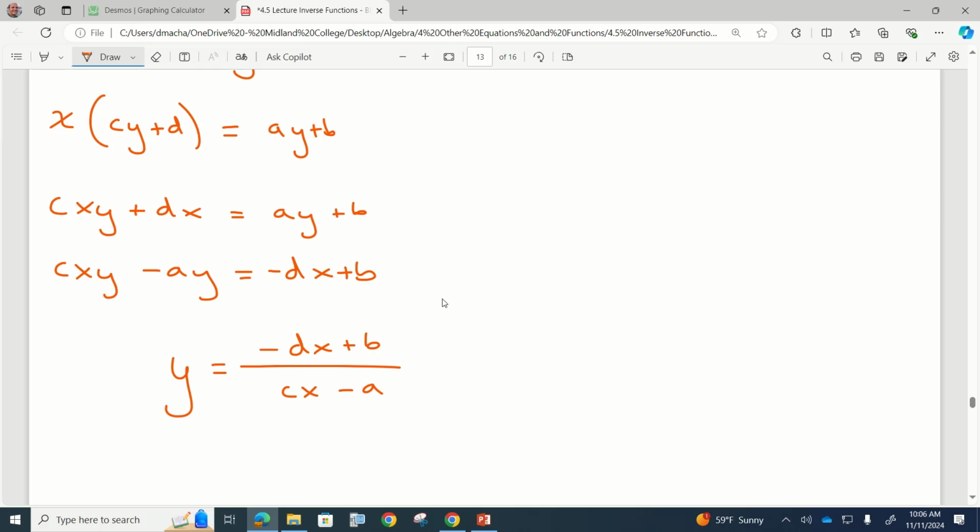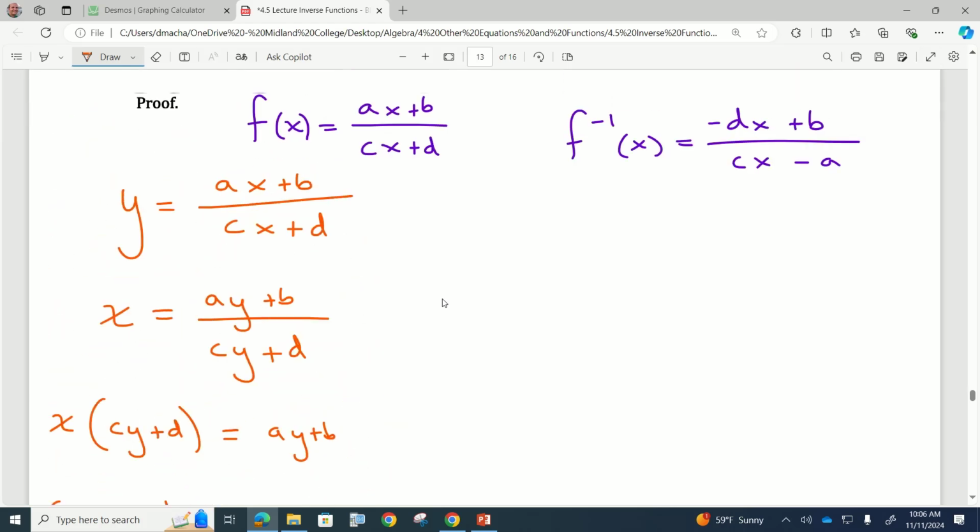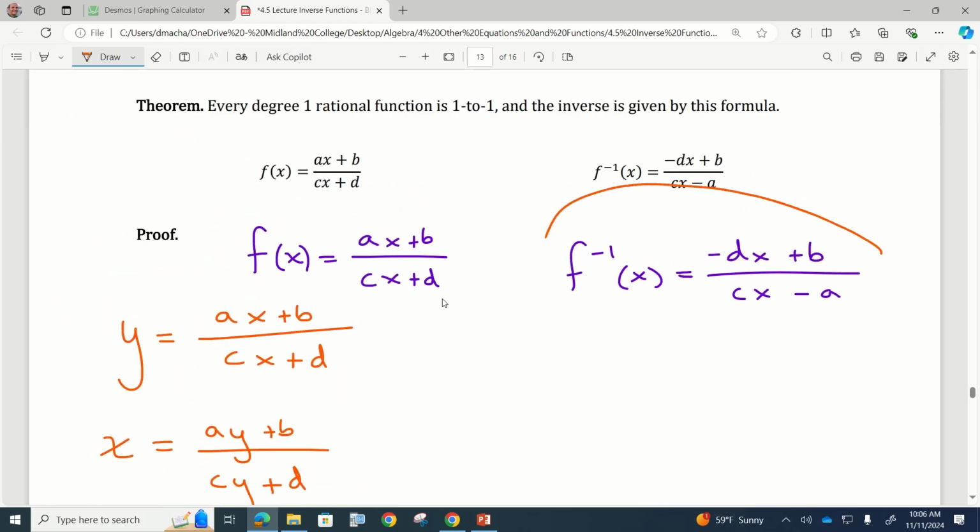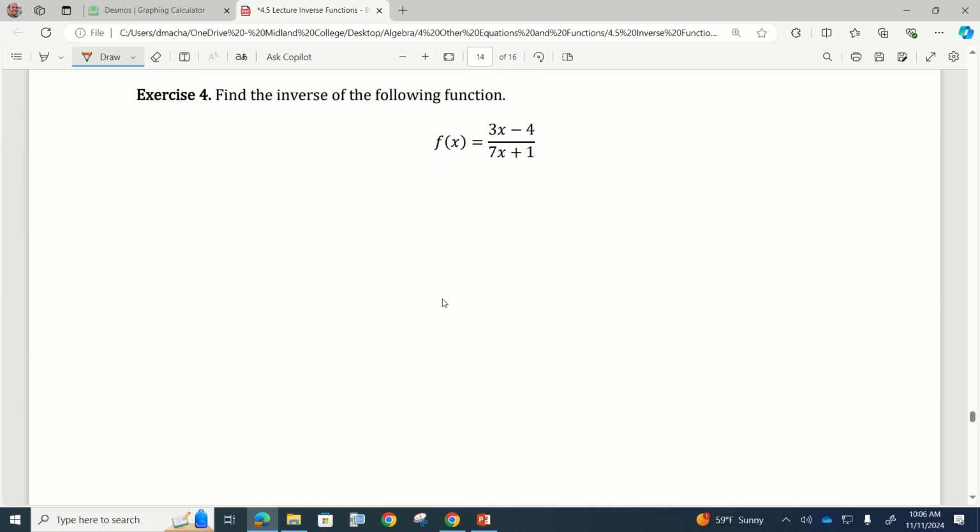And then, of course, you replace that y with the fancy inverse notation, and that's how you can see that the negative d and the negative a are swapped, but the b and the c remain the same. And that's your formula. So you don't need to know the proof. Right? You just have to know, hey, this is a little shortcut I can use.